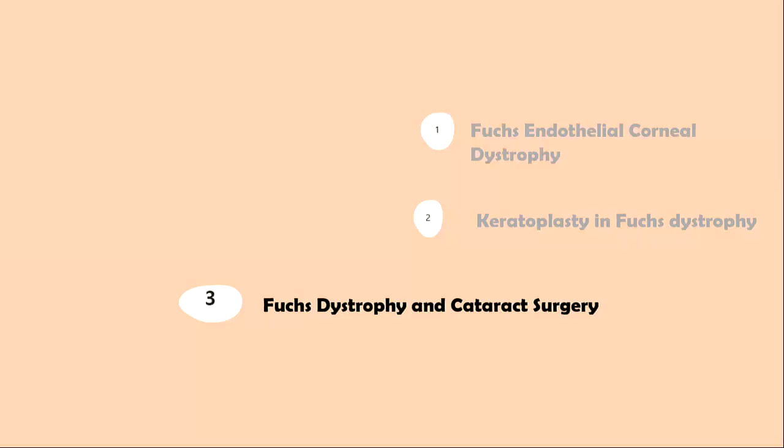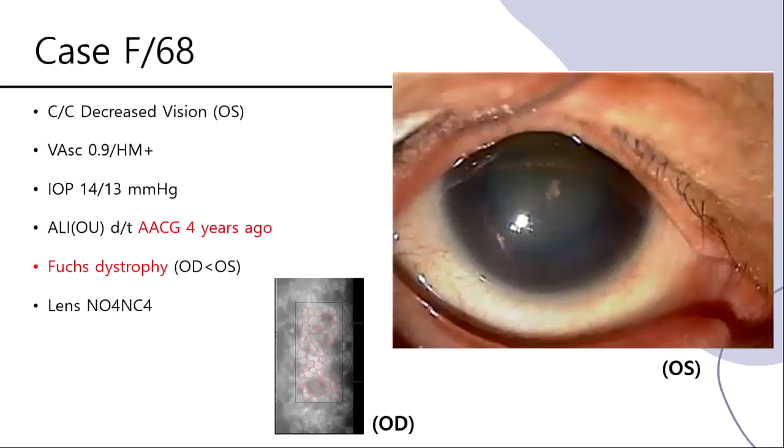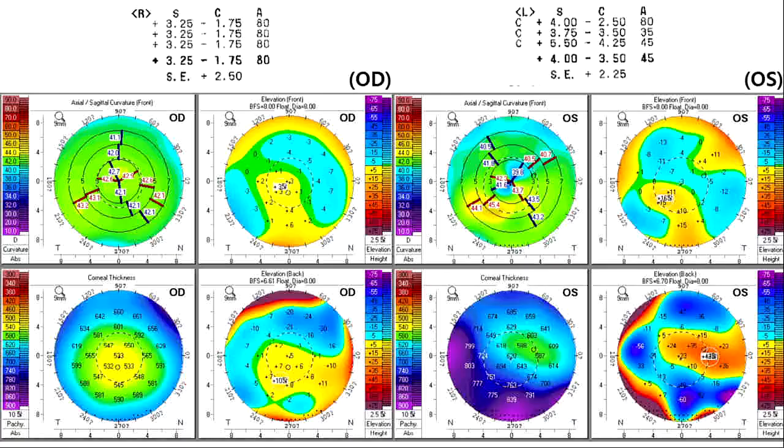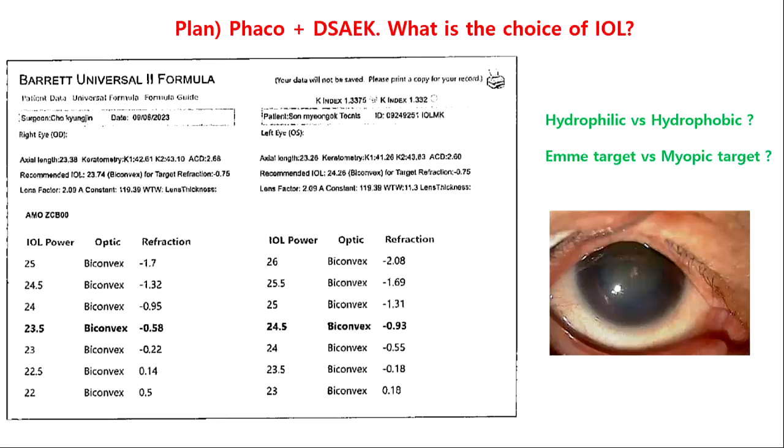Many Fuchs patients also have cataract because most of them are of old age. This 68-year-old female patient shows corneal swelling and cataract, diagnosed with Fuchs and moderate cataract. The tomography of the left eye shows severe corneal swelling. We applied PACO and DMEK.